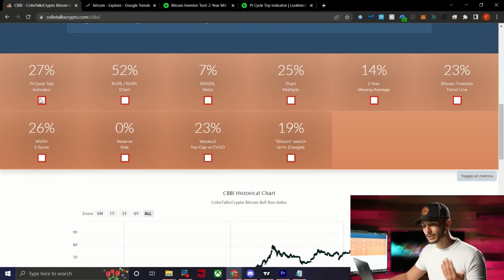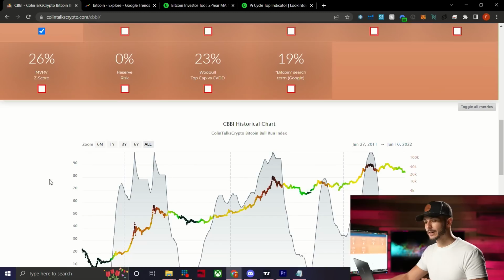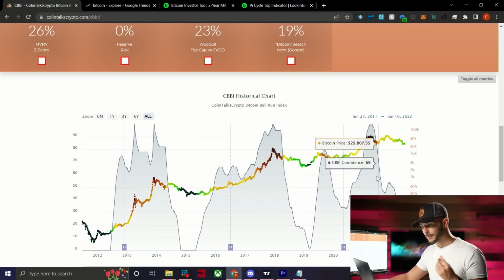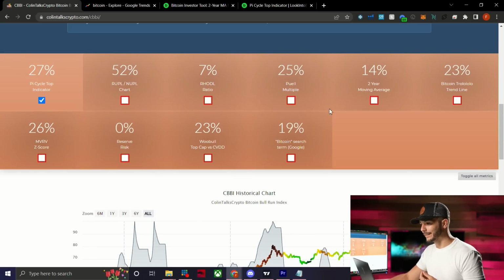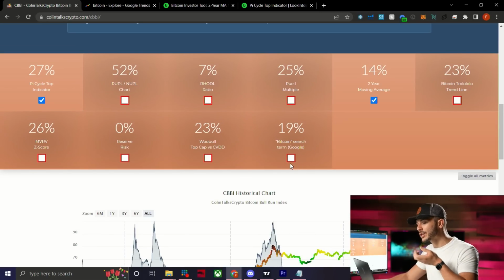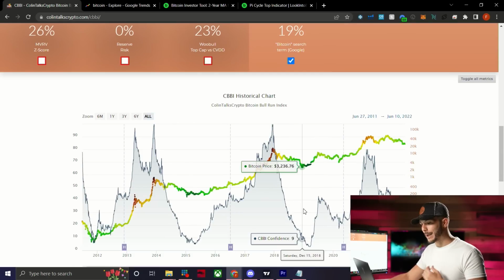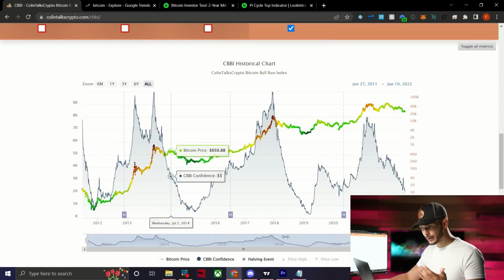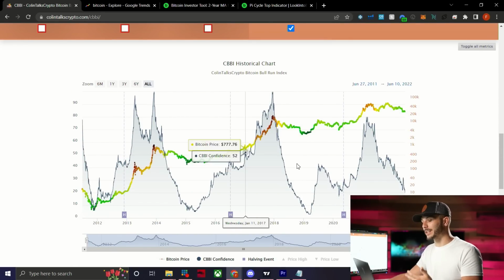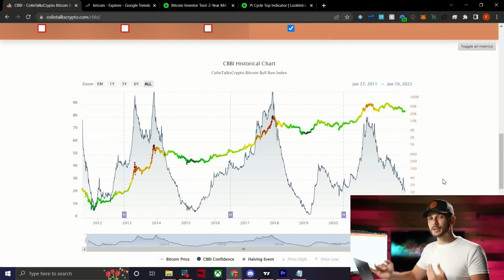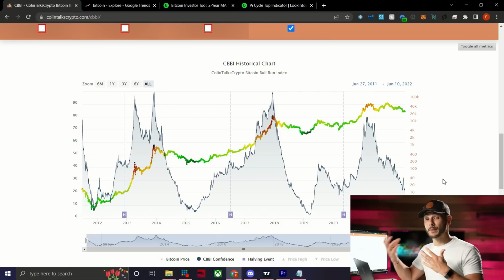And then let's say you wanted to look at the Pi cycle top indicator. Now that is the only metric involved in this chart. And then let's say you want to look at the 2-year moving average and maybe the Bitcoin search term analytics as well. And there you go. Now all those 3 metrics are worked into this chart. So I just like that they allow you to mix and match and turn on and off the different metrics so you can look at the information as you see fit.